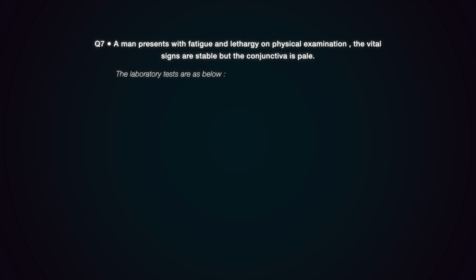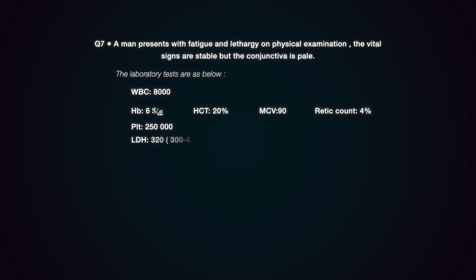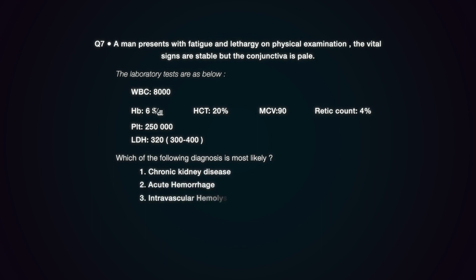Question 7. A man presents with fatigue and lethargy. On physical examination, the vital signs are stable, but the conjunctiva is pale. The laboratory tests are as below. White blood cells 8,000, hemoglobin 6, hematocrit 20%, MCV 90, and reticulocyte count 4%. Platelet 250,000, LDH 320. Which of the following diagnoses is most likely? 1. Chronic kidney disease. 2. Acute hemorrhage. 3. Intravascular hemolysis. 4. Extravascular hemolysis.